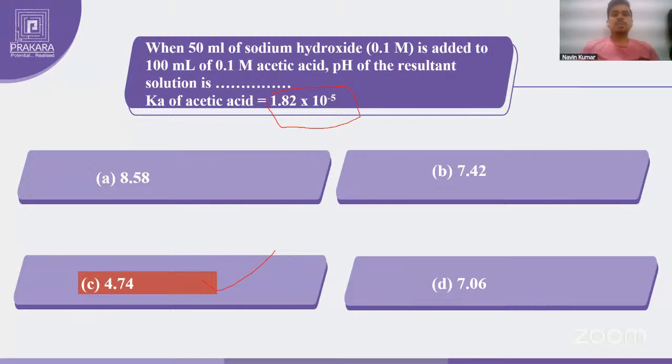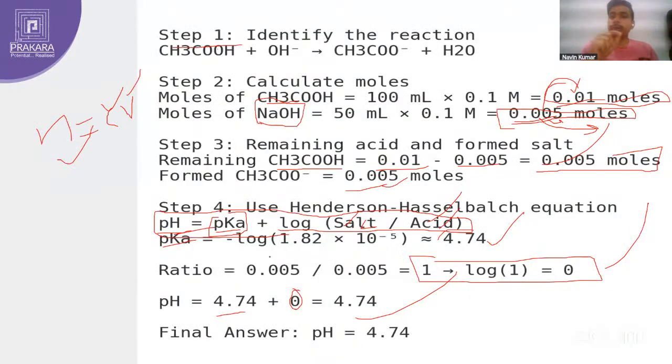For these kinds of questions, sometimes you need to do the calculation wisely. A simple mathematical error will end up at a wrong option. So what are the steps? You need to identify the reaction, then calculate the moles, and then find out the remaining acid and formed salt. After that, use the Henderson-Hasselbalch equation to find the pH. Sometimes they give the pH and ask about the pK. With the same concept, you will be able to find the pK value also.